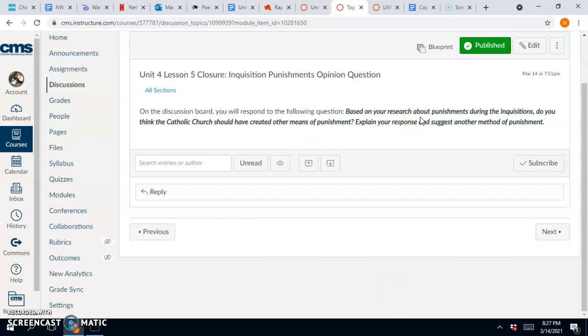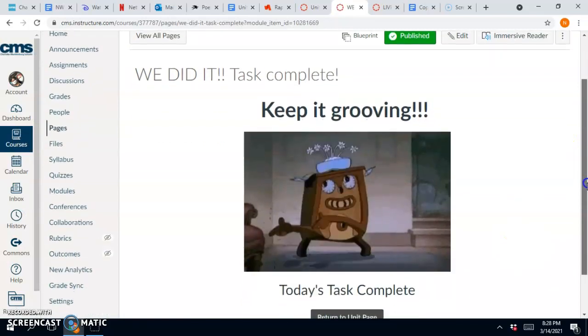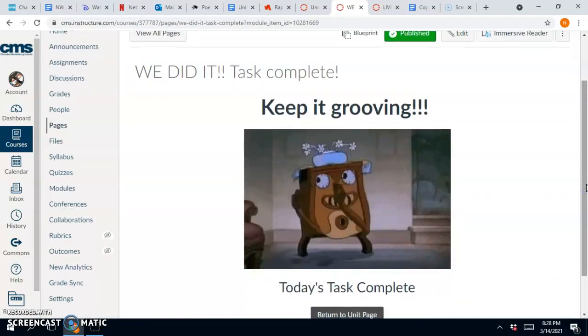And finally, you have a closure which just says, based on your research about punishments during the Inquisitions, do you think the Catholic Church should have created other means of punishment? Explain your response and suggest another method of punishment. Maybe you have a softer, kinder heart and you don't want to inflict such pain. Once you do that, then you will see that you have completed your task.